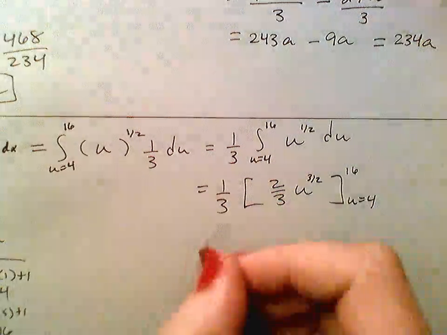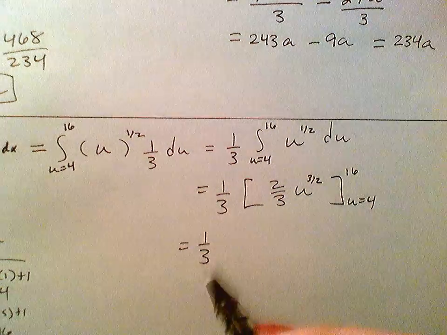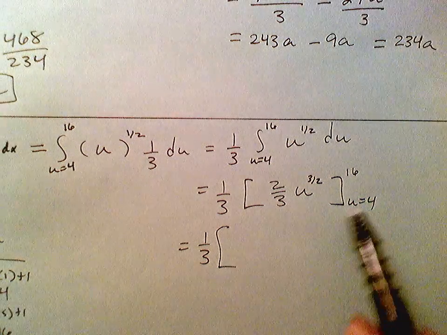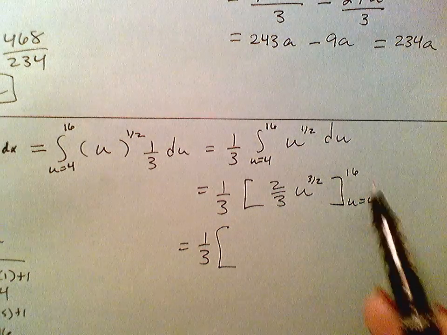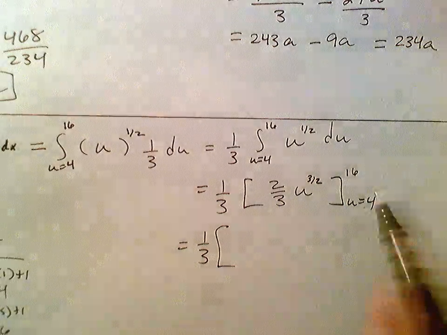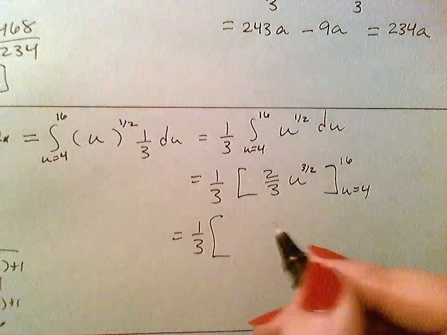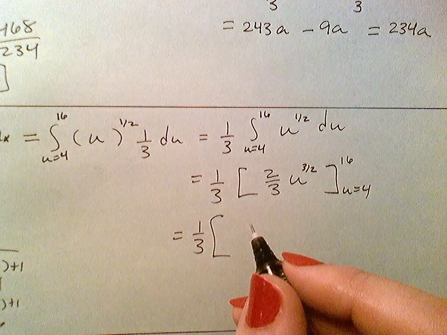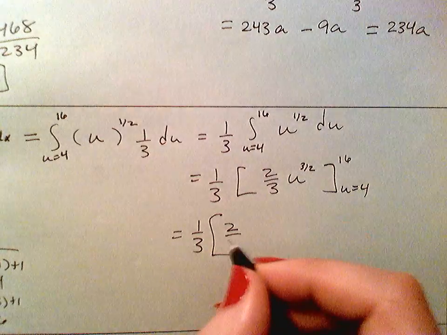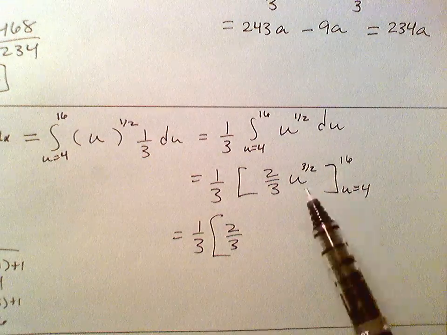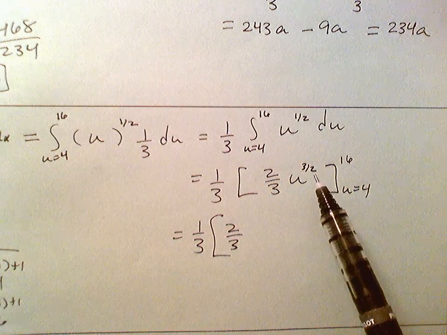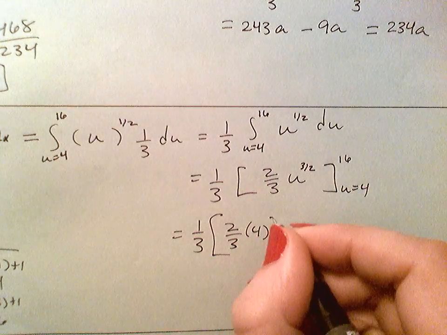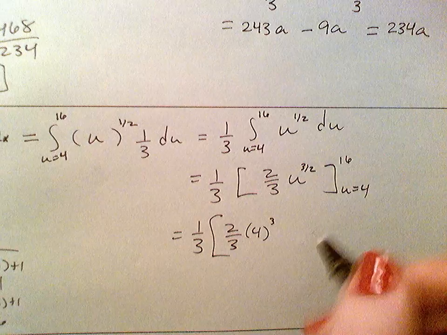And so this is equal to 1/3. Now, since I've got that 1/3 out front, guys, it's important that I have brackets or something around this stuff, because it's 1/3 times the whole thing here. So 2/3, and then 16 is going in for u, but the 1/2 exponent means I'm taking the square root. So that's going to be 4 to the third. If that doesn't make sense, think about it.